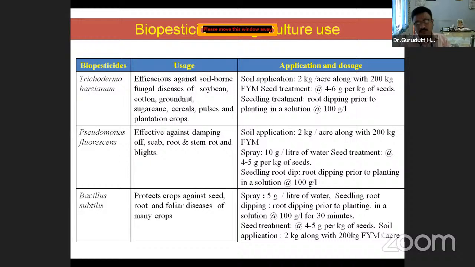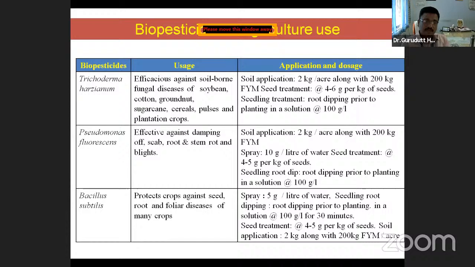Okay. And similarly, Pseudomonas fluorescens, one of the novel biobactericides, is being used broadly for management of fungi as well as bacteria, in different vegetable and fruit crops. And this is also being used as a spray, as a soil application, as a seedling dip, to manage various soil and seed borne diseases of the crop plants.